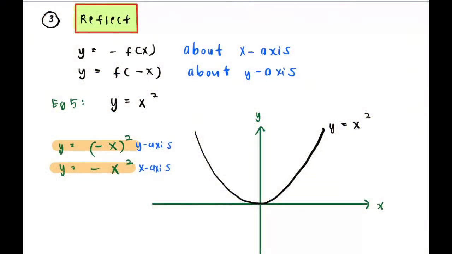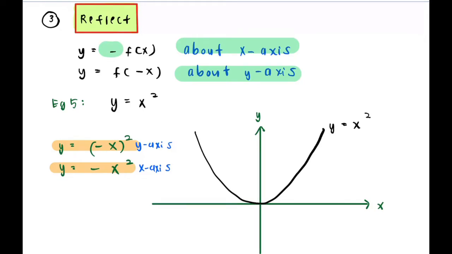Let's continue with the third transformation, which is reflect. So we can have two types of reflect. The first one is reflecting about the x-axis, and another one is reflecting about the y-axis. So when should we do reflecting about the x-axis? This is when you multiply minus outside of the function.